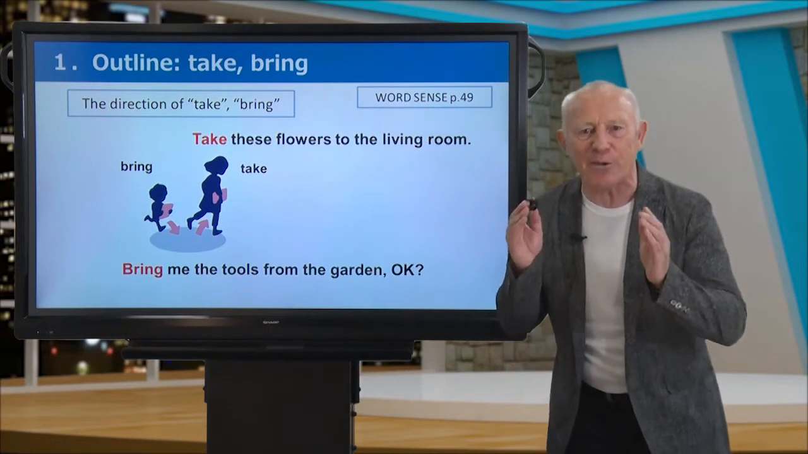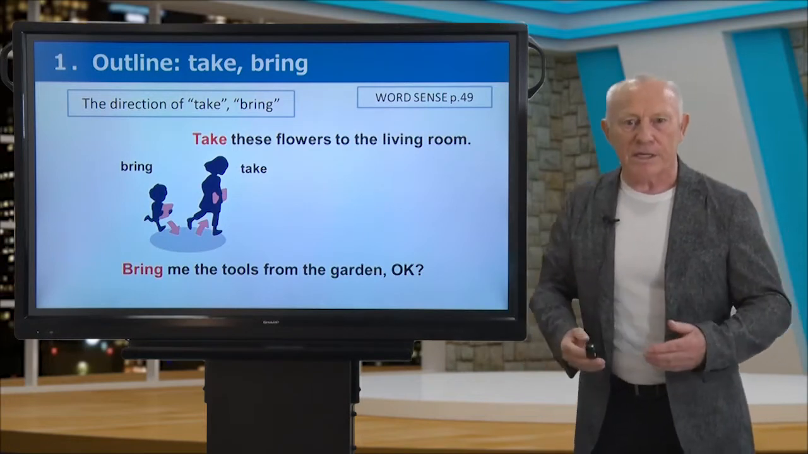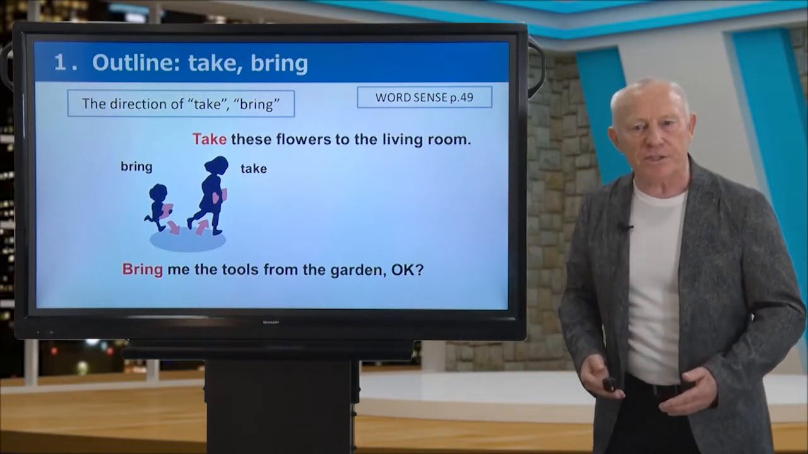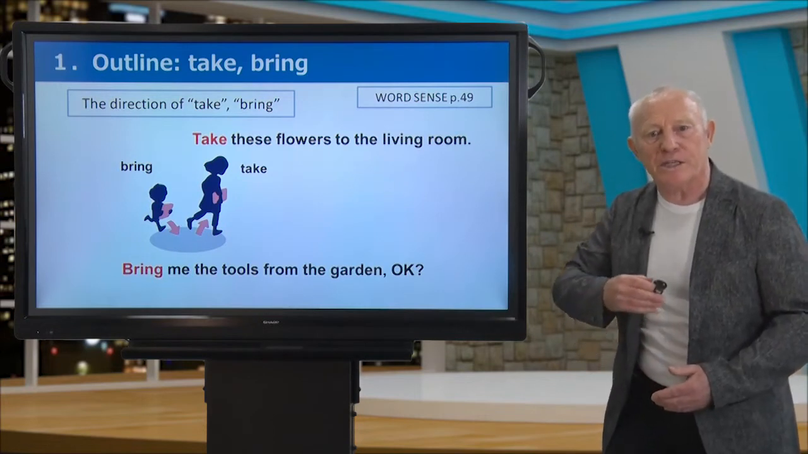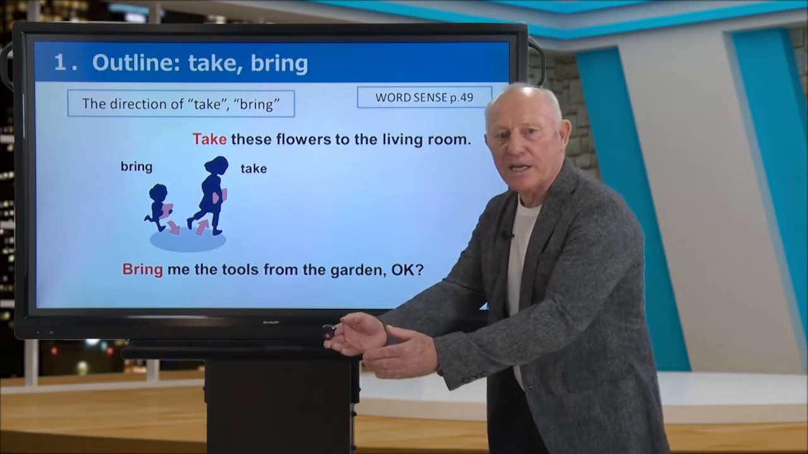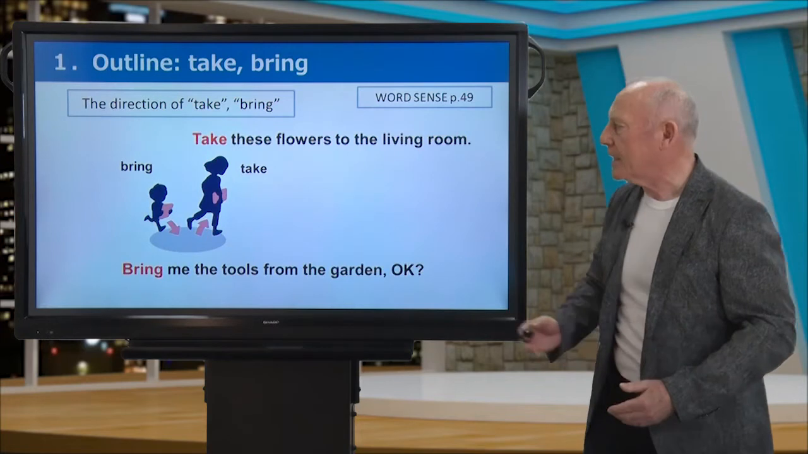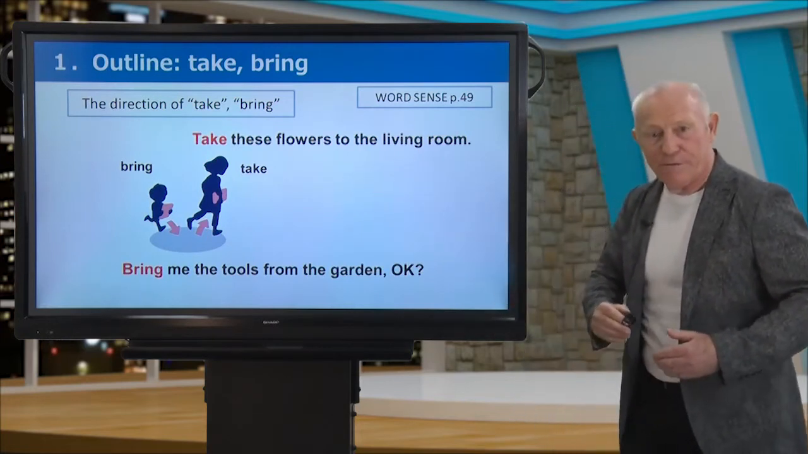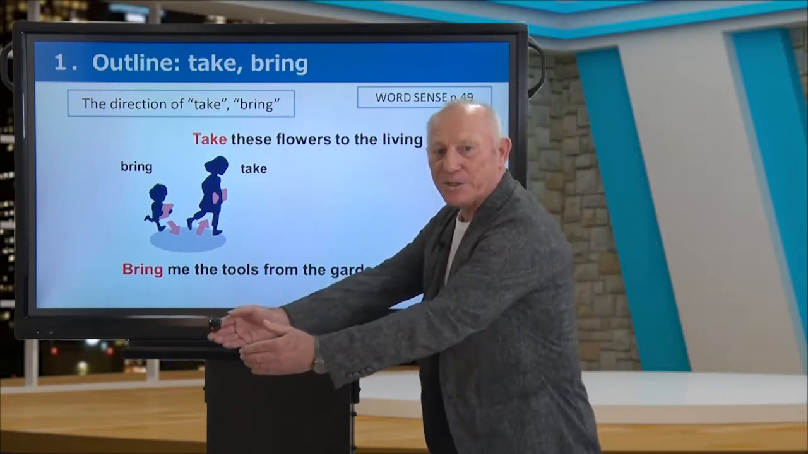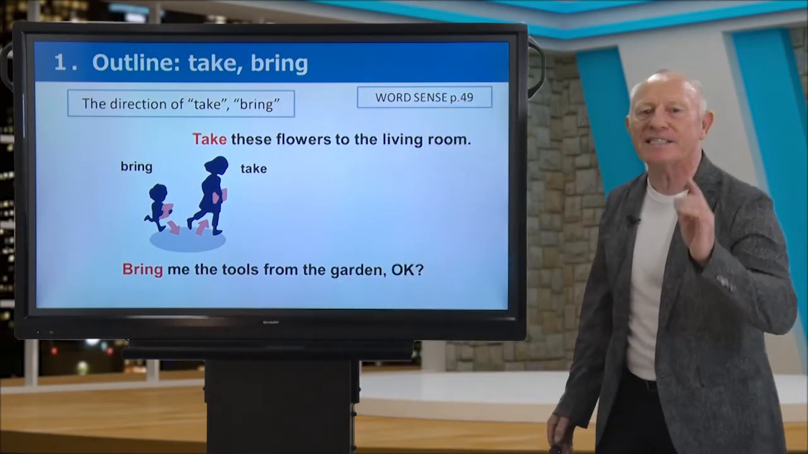Direction is the key, the direction of these two verbs. Let's look at this first example. Take these flowers to the living room. Well, the flowers and the speaker are in the same position, but the speaker wants the flowers to move to another position, away from the speaker, okay? So in that case, we use the verb take. Take these flowers to the living room, from here towards the living room, away from the speaker, okay? That's the direction of take.